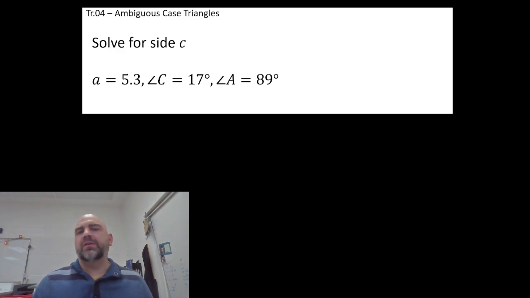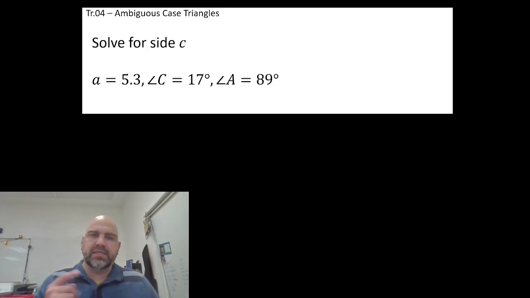All right, welcome to this video where we're going to be taking a look at solving for a side length using three pieces of information of a triangle. Using sine law and cosine law, we can solve for really almost any triangle as long as we have three pieces of information. The only way it's not possible is if we have three angles.